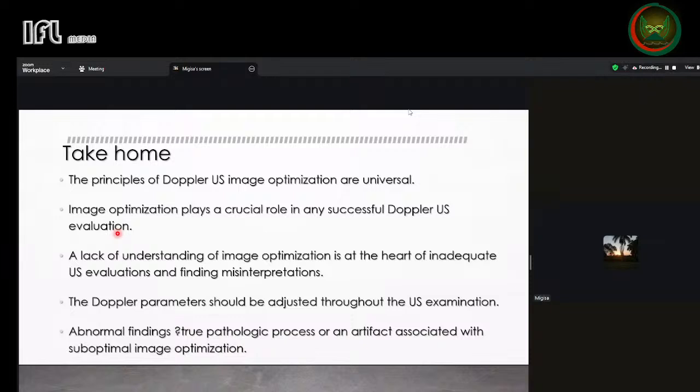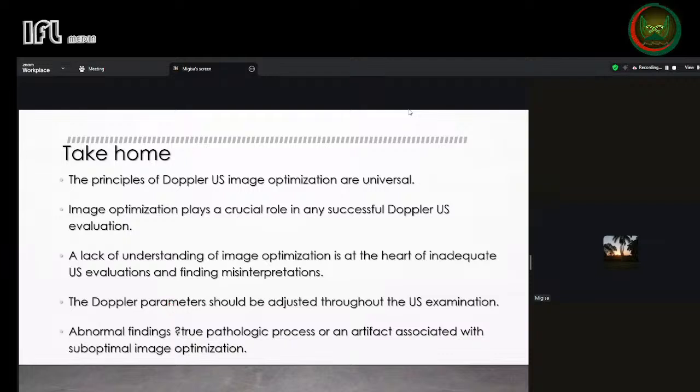And of course, the Doppler parameters should be adjusted throughout the ultrasound examination, just like grayscale. You don't scan the liver and then go to the uterus using the same settings. You change them according to what favors your image or the point of interest at that point in time. So just like you do in grayscale, even the Doppler parameters, you should adjust them throughout the examination.